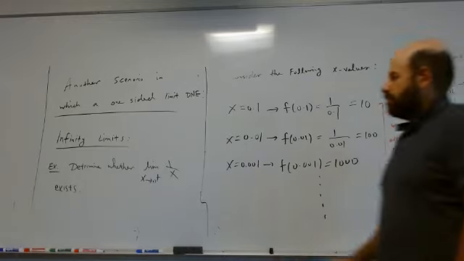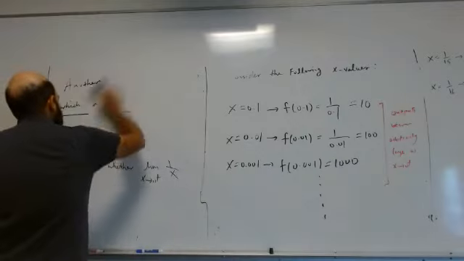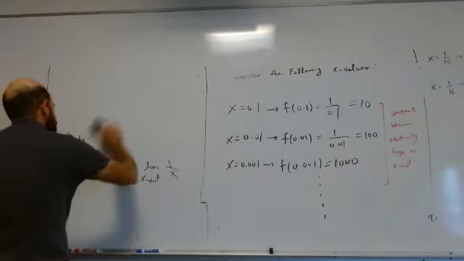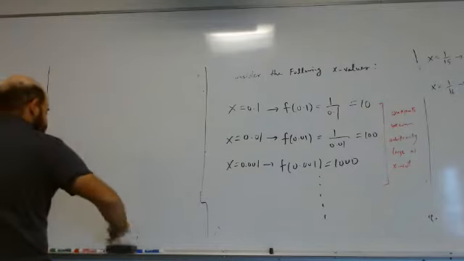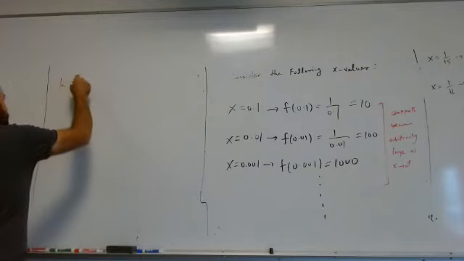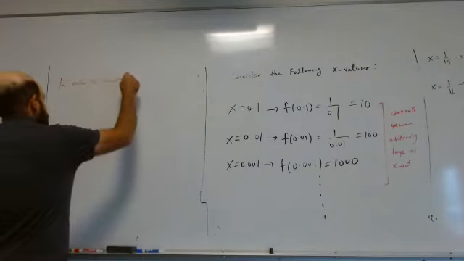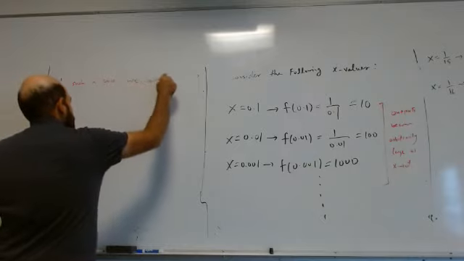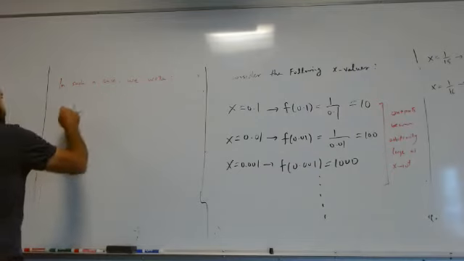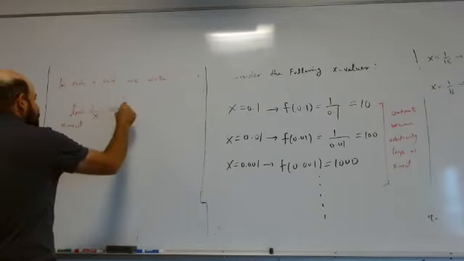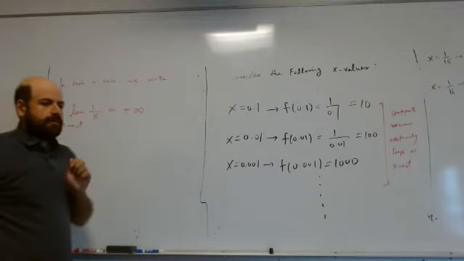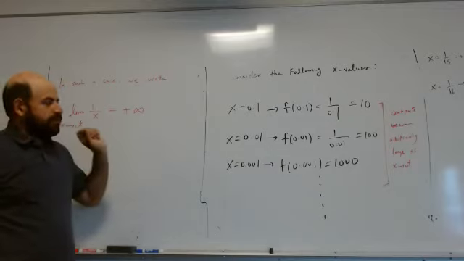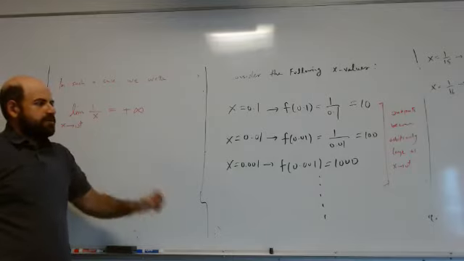then, in such a case, we write that the limit of 1 over x as x approaches 0 from right is equal to plus infinity. So this is just a notation for implying that outputs become arbitrarily large.